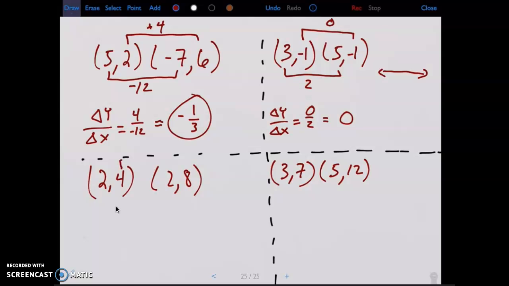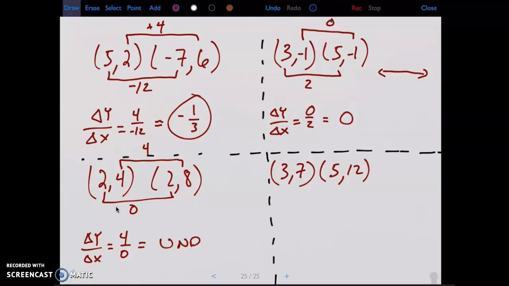Let's try this one. Change in y over change in x. To go from 4 to 8, that's a difference of positive 4. And to go from 2 to 2, that's a difference of 0. So now I can go change in y over change in x equals 4 over 0. And you can't have 0 in the denominator. You can't have 0 things and take 4 of them, right? So this is going to be a slope of undefined. This is going to be a line that's straight up and down.